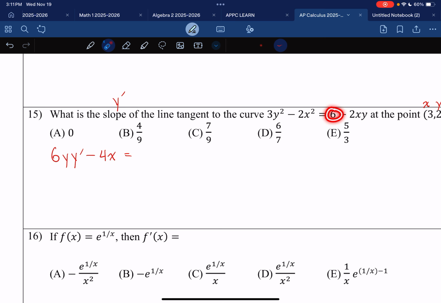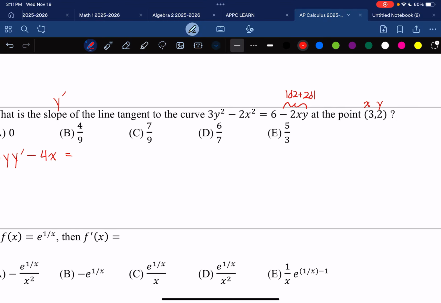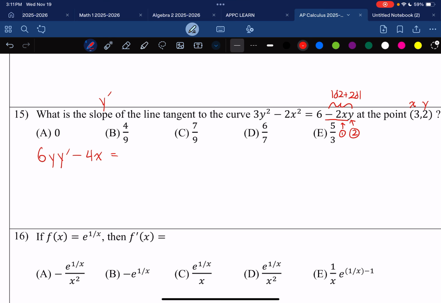And now I'm looking at that 6. The derivative of a constant is always 0, so I'm not going to write that down. And then I have this difficult problem of a minus 2xy. So this is always going to invoke product rule. Product rule is 1d2 plus 2d1. I am going to choose to make 1, the first function, negative 2x. That's my first function. My second function is going to be just my y. So 1d2, the derivative of 2 is y prime, plus 2d1. So 2 is y, and d1, the derivative of negative 2x, is a negative 2.